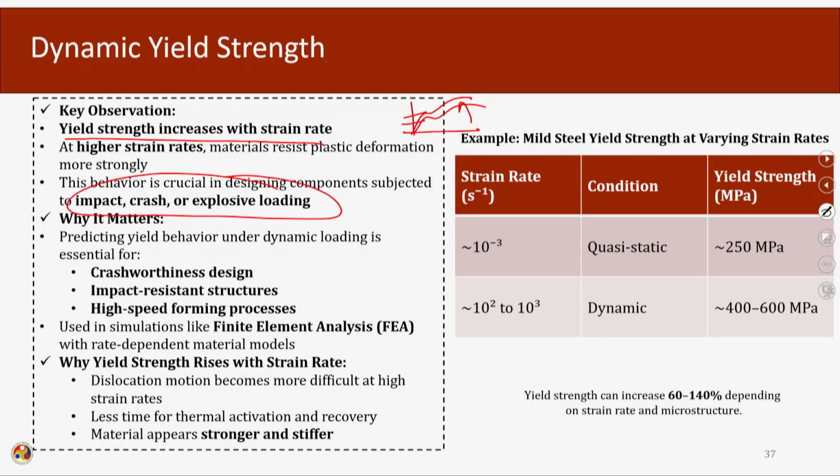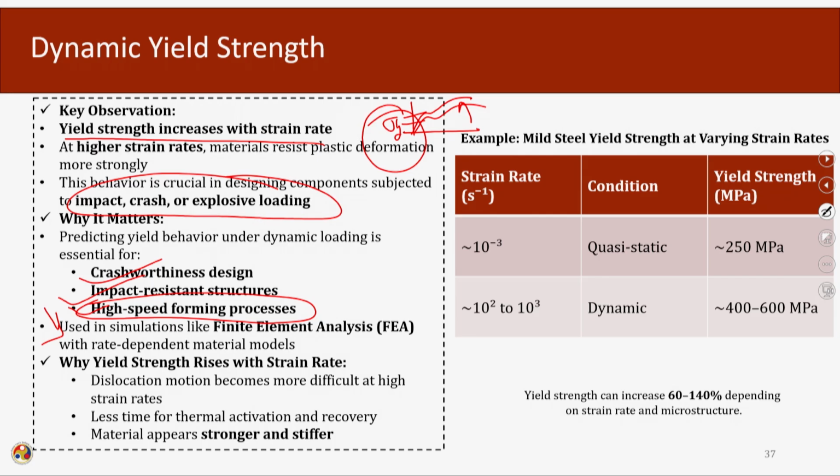So, why it matters? It matters because the prediction of the yield behavior under dynamic loading is essential for the crashworthiness design. Most of the design parameters are dependent upon this yield criteria. So, this will help in designing of the high impact resistance structure, and this also helps in the high speed forming process. And this is a key factor that is used in the finite element simulation. So, we should have a good idea of how this yield strength varies with the increase in the strain rate.